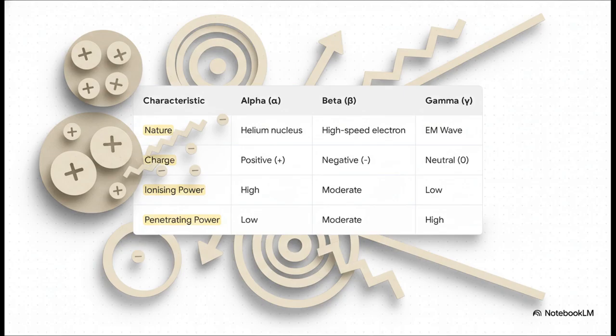Then you have beta. Beta is more like a tiny, fast-moving bullet. It's just a high-speed electron, so it's much smaller and has a negative charge. And finally, gamma. Gamma isn't even a particle, it's pure energy, like a laser beam. No mass, no charge, just a pure energy wave.